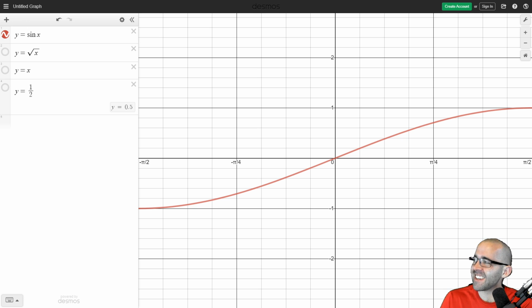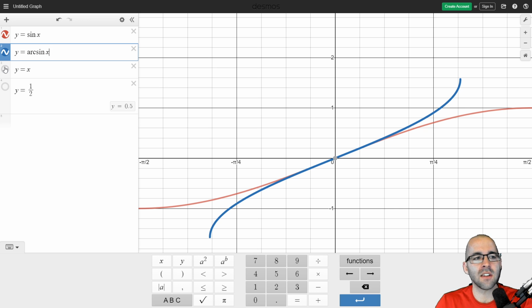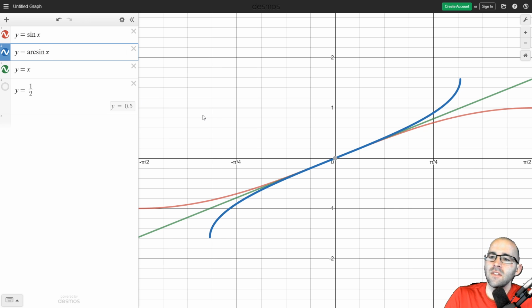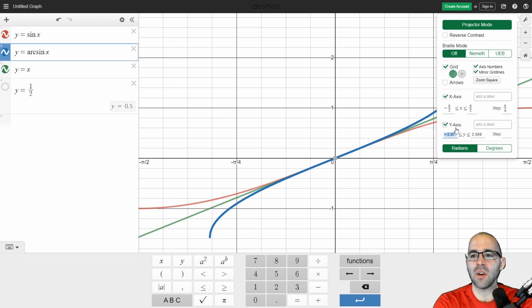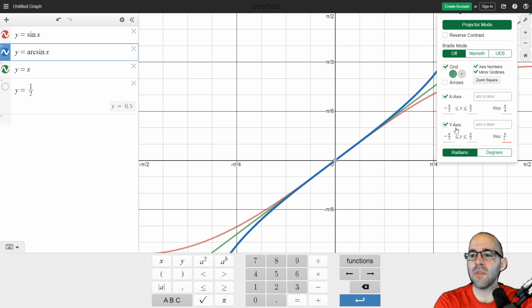Stay positive and start at 0. Stay positive or start at 0. So right here we're centering at 0. On a different one, we're going to stay positive. So what we're going to have here is the inverse function. Inverse sine, otherwise known as arc sine of x, looks like this. And it looks kind of funny. But let's change our y-axis real quick: negative pi over 2, positive pi over 2, with a step of pi over 4.